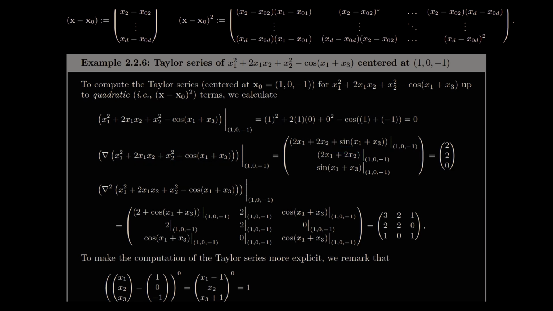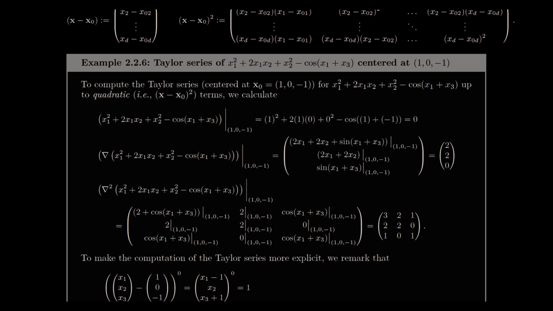That needs to be evaluated somewhere, right? It's evaluated at my center. So I evaluate at 1 for x1, there's a 1, there's a 1. I evaluate at 0 for x2, there's a 0 for x2, and I evaluate at negative 1 for x3. Sine of 0 is 0, so that's gone, I end up with 2.